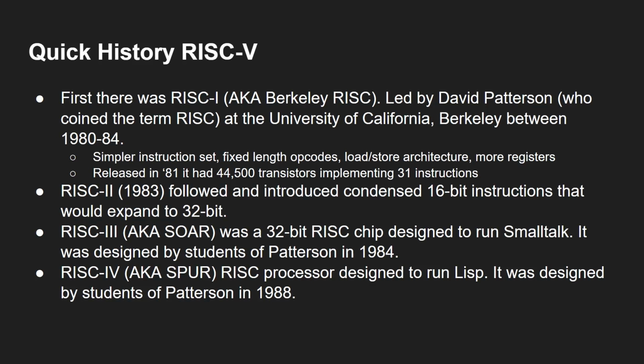That was followed by the RISC-II processor in 1983, which had condensed 16-bit instructions, so you could get more instructions in a certain space of memory. And then there are the RISC-III and RISC-IV processors. They don't get talked about much, but basically they were designed by students under Patterson's supervision, in 1984 and 1988. One was optimized to run Smalltalk, the other was optimized to run Lisp. So we've got RISC-I, RISC-II, RISC-III, and RISC-IV, which is why we then get RISC-V.